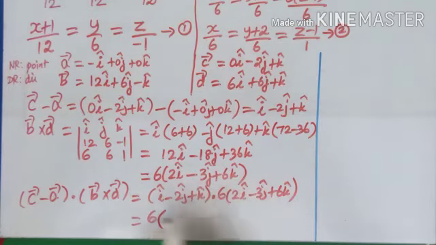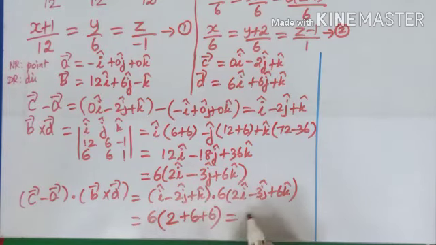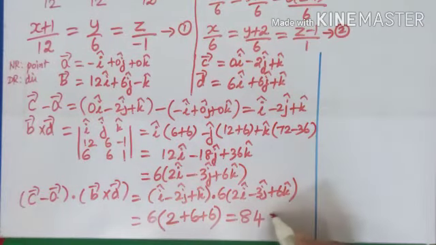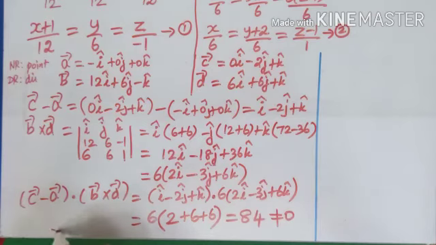i and i, 1 into 2; j and j, minus 2 into minus 3; k and k, 1 into 6. So my answer is 14 into 6, that is 84. Now we know the dot product is not equal to 0, which implies the lines are skew.